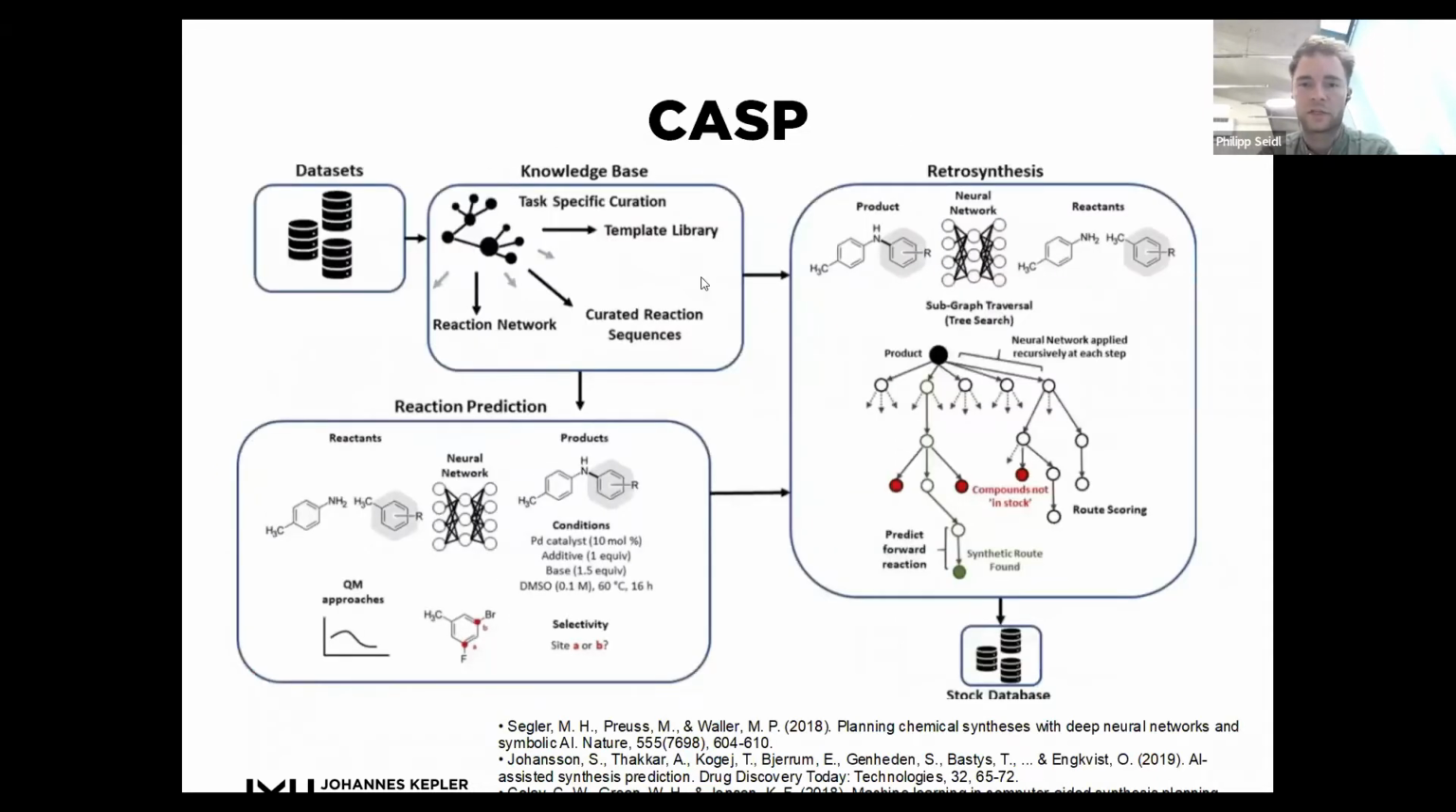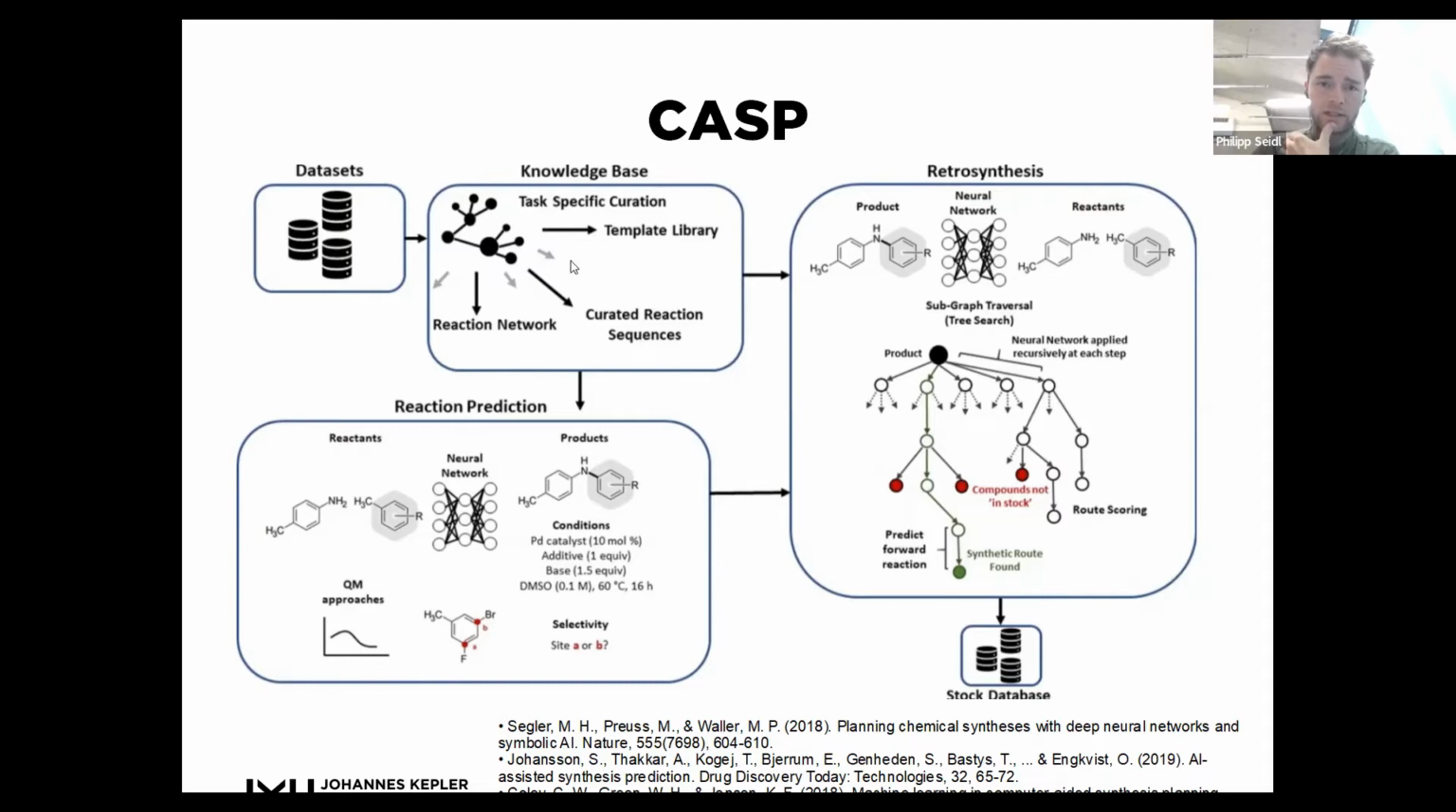Here is another depiction of CASP. In a CASP system, you usually have a huge data set. There are multiple data sets out there. I will talk about a few of them later. And what we do is we have this template library in there. I will also talk about this later in detail, but a template sort of describes the transformation of a reaction.